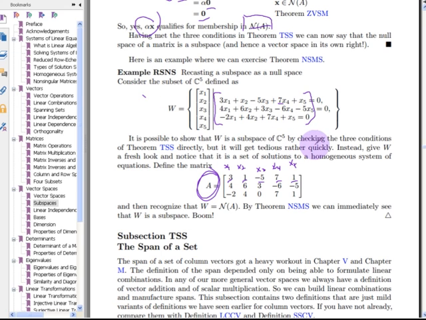Okay, so we're kind of tying some things together. We're showing, in fact, that when we talked about null space, this null space is a vector space in the sense that we have defined.